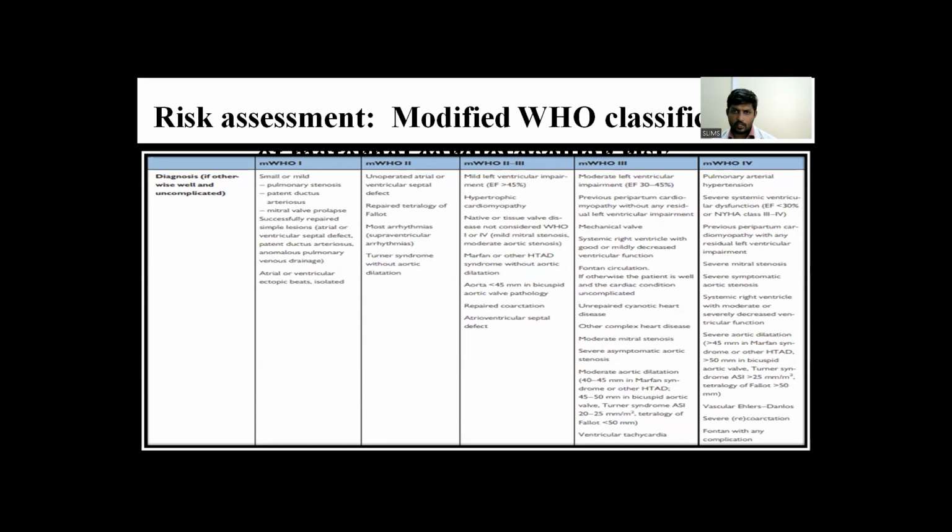And in WHO class 2 to 3, we have Marfan syndrome, aorta less than 45 mm, and atrioventricular septal defect. And in WHO 3, there is moderate left ventricular dysfunction, that's up to 30 to 45%, and unrepaired cyanotic heart disease and complex heart disease, moderate mitral stenosis.